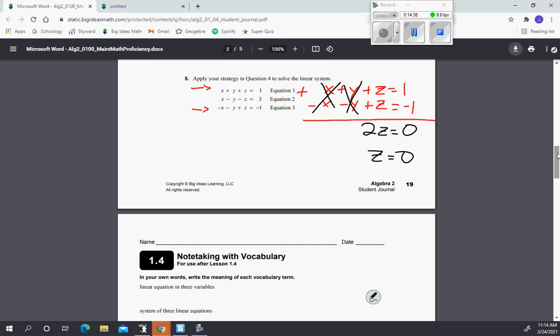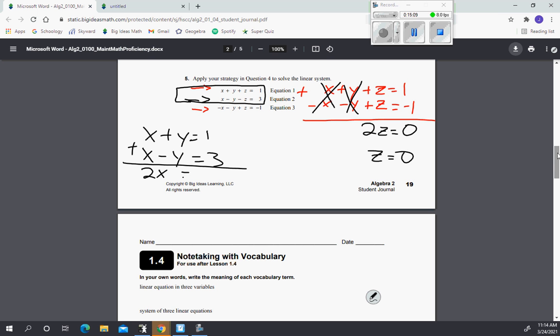Next, let's eliminate the y. Let's take equation 2. We haven't used that yet. And let's take these first 2 equations. x plus y plus z equals 1. Well, actually, we already know what z is. It's 0, so I really don't even need that. And then we have x minus y equals 3. Add those together, I get 2x equals 4, x equals 2.